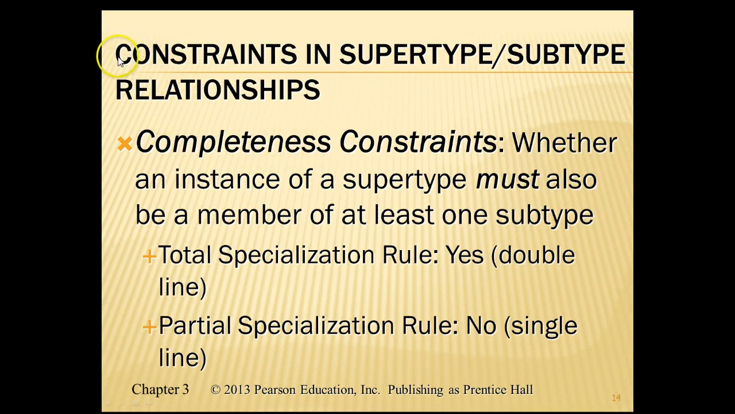So of course, with everything else that deals with databases, we always have constraints, and again, as we learned very early in the course, a constraint is nothing more than a rule that the database must follow. So here we talk about a completeness constraint, and this is effectively whether an instance of a supertype must also be a member of at least one subtype. So, and we'll see this here in just a sec. The total specialization rule indicates that it must be a member of one of those, and the partial specialization says no, it doesn't.